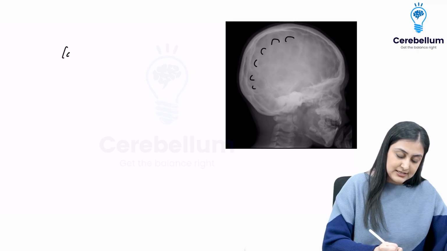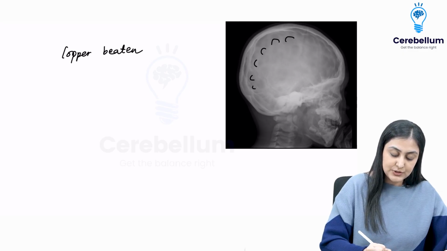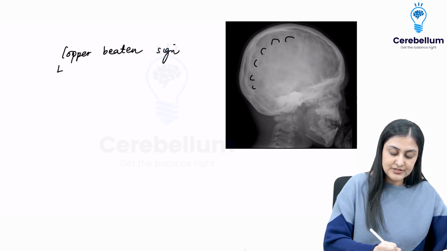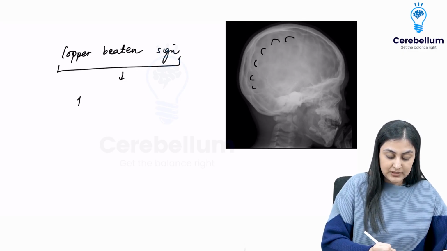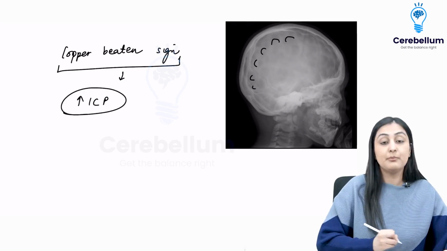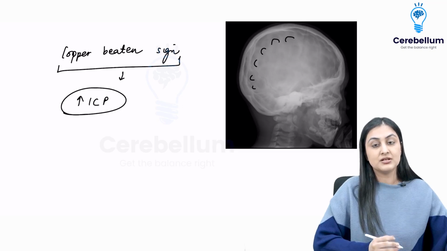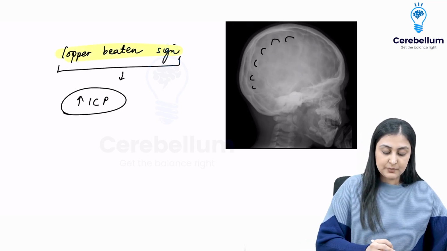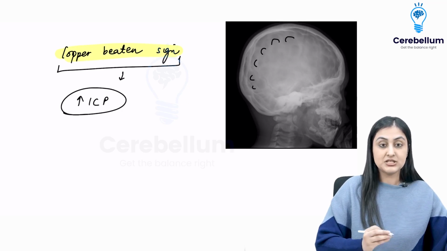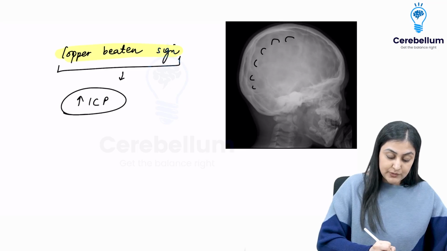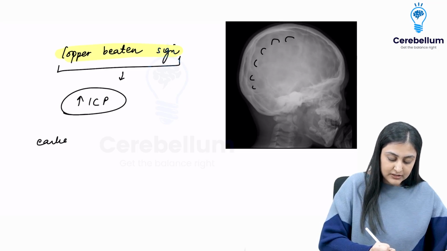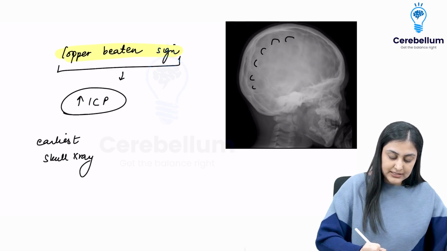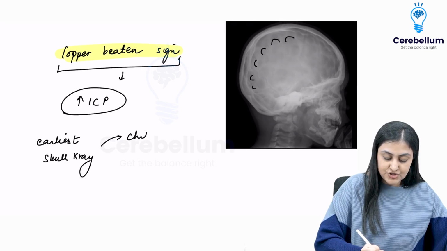Yeah, so this is like a copper beaten or a silver beaten utensil. So this is the copper beaten appearance that is seen with raised intracranial pressure. So anytime in a child you have raised ICP, the skull would have this appearance of a copper beaten skull. And you also want to remember here what are the earliest skull X-ray changes in a child.